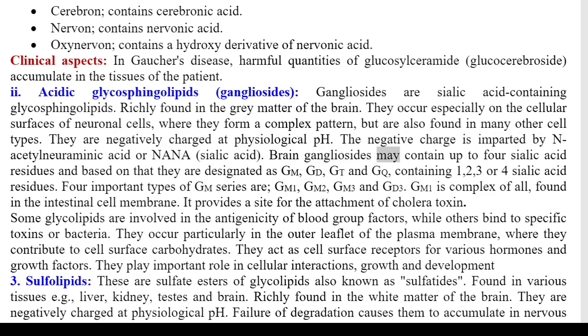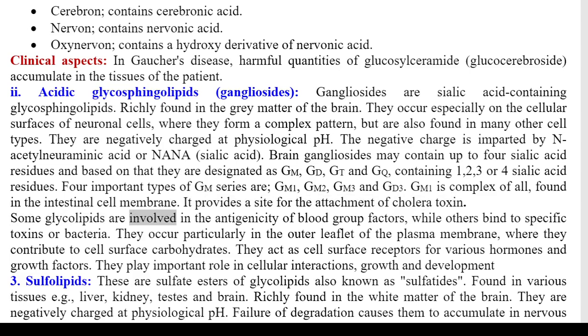Brain gangliosides may contain up to 4 sialic acid residues, and based on that they are designated as GM, GD, GT, and GQ, containing 1, 2, 3 or 4 sialic acid residues. 4 important types of GM series are GM1, GM2, GM3, and GD3. GM1 is the most complex of all, found in the intestinal cell membrane. It provides a site for the attachment of cholera toxin.